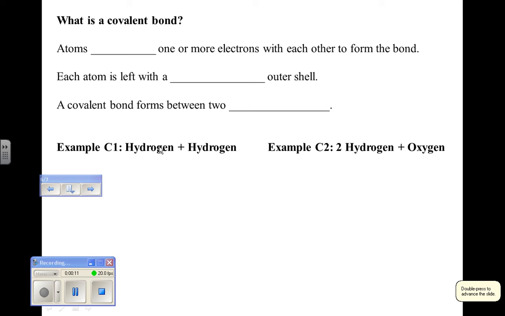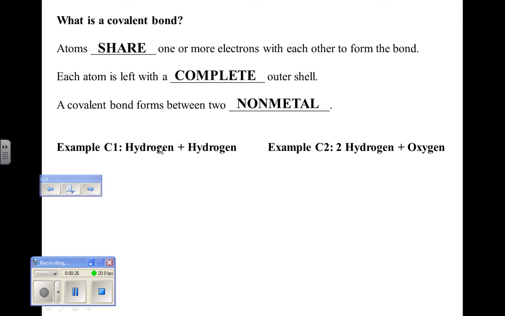Right. So for covalent bonding, atoms share one or more electrons. Each atom is left with a complete outer shell. A covalent bond forms between two nonmetals. So the ionic bonds are metals over here with nonmetals over here, and covalent bonds are just the nonmetals. Now when I say nonmetals, it does include the lonely guy, hydrogen, way over here on the other side, because hydrogen's a gas. Okay, so we're going to do some covalent bonding.